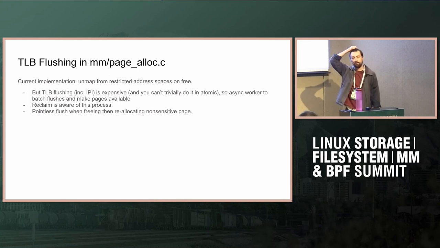So arguably the core challenge for MM with ASI is that we have to flush the TLB in places where we didn't before. Because now when we make a page transition from non-sensitive to sensitive, we unmap it, therefore we have to flush the TLB. The simplest way to manage the life cycle of sensitivity of pages is to treat all of them that are free as sensitive. So that's what our current implementation does. And that means that when you free a page, you have to unmap it. You can't reallocate it until you've flushed the TLB for that page.